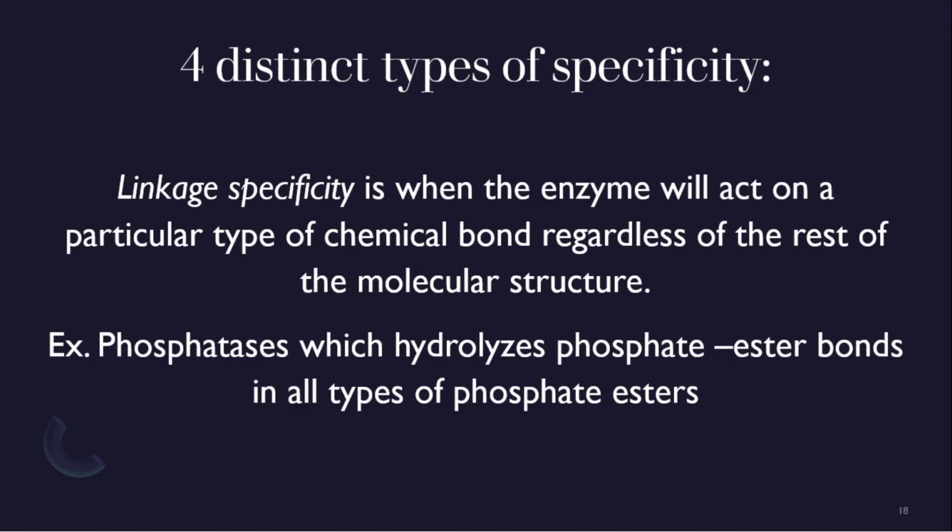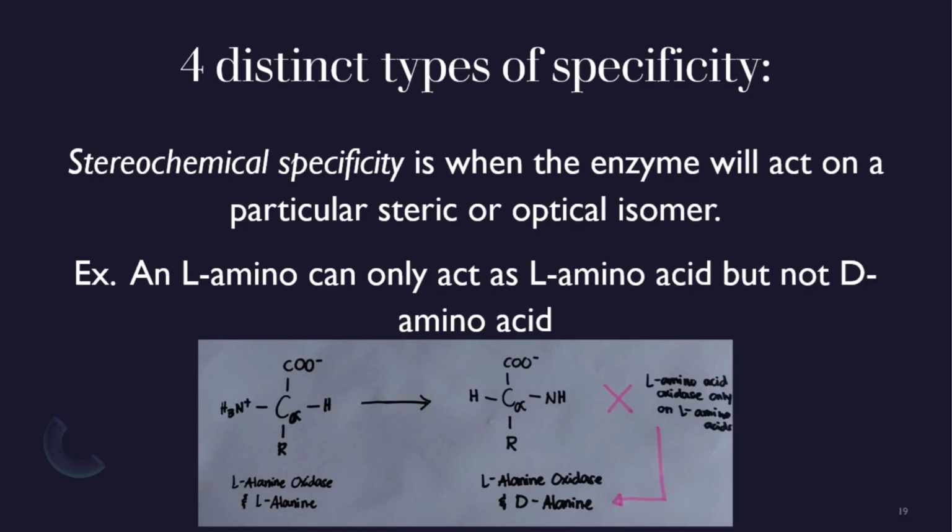Linkage specificity. The enzyme will act on a particular type of chemical bond regardless of the rest of the molecular structure. For example, phosphatases hydrolyze phosphate ester bonds in all types of phosphate esters. Stereochemical specificity. The enzyme will act on a particular steric or optical isomer. For example, L-amino acid oxidase can act only on L-amino acid but not D-amino acid.